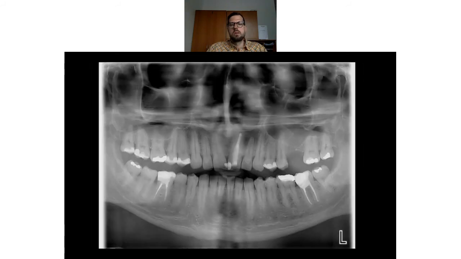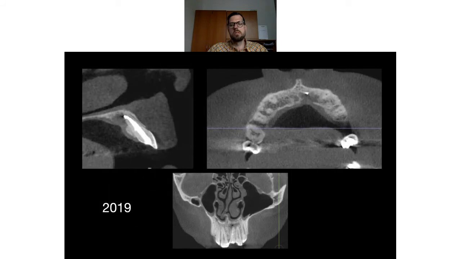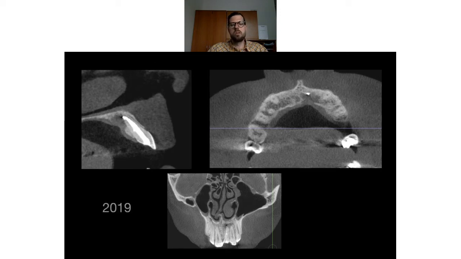So then we made a panoramic X-ray, and the healing is nice. We see that maybe there is a lesion of the second maxillary incisor, maybe. But look at the CBCT from last year. We see the axial view. There's a really nice healing. We see it from the sagittal view, and we see also the coronal view. So we see that the healing is really nice.